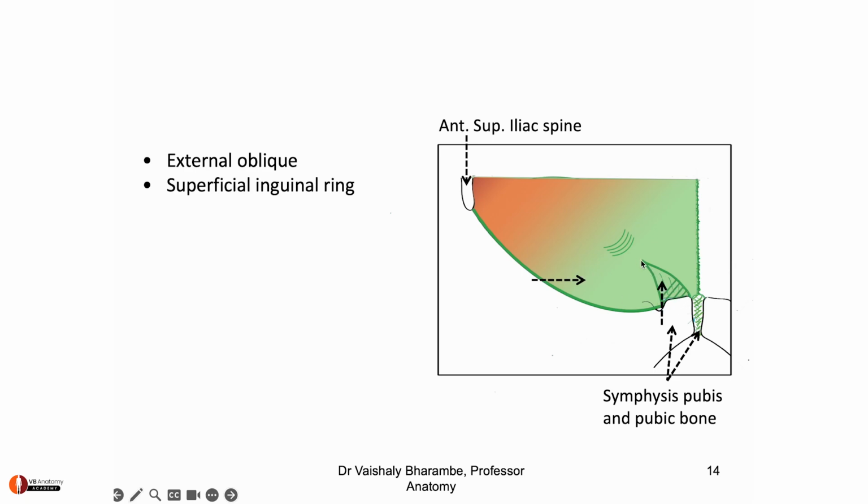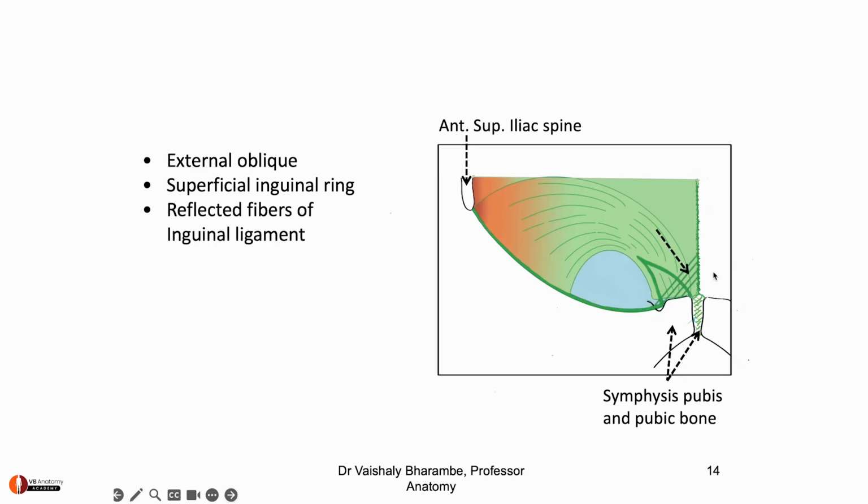Can you see this triangular gap, students? This triangular gap is your superficial inguinal ring. Superficial inguinal ring is a gap in the aponeurosis of this external oblique muscle. Okay. Now let's go a little deeper. What do you find deep to external oblique?